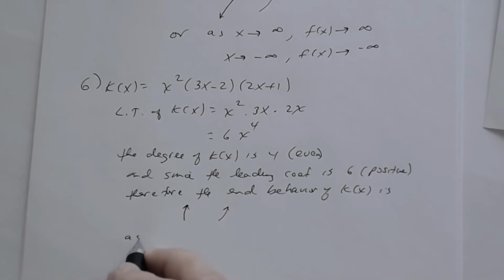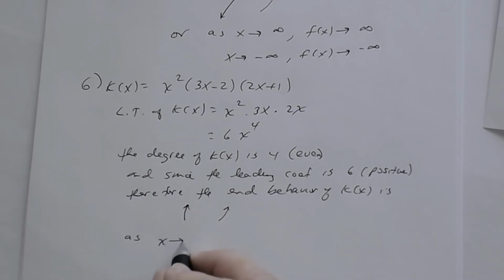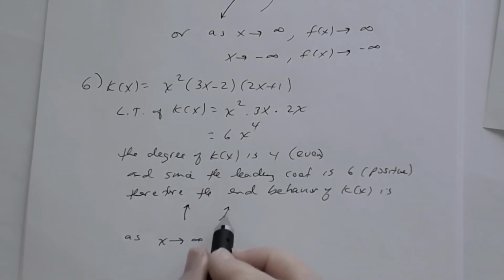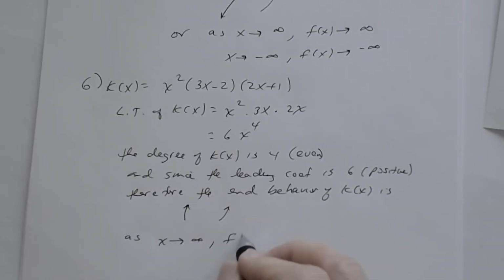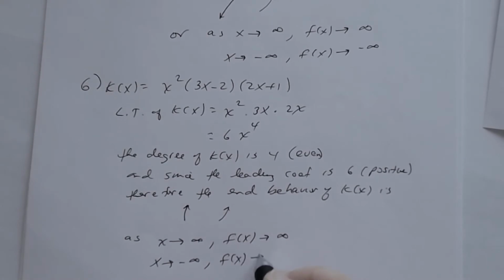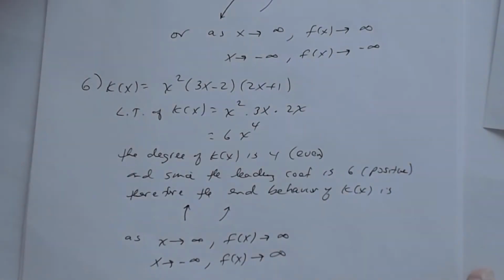All right, so that means this. So as x approaches infinity, meaning on the right side, as x gets more positive, your y values are getting more positive. On the left side, as x approaches negative infinity, as x gets more negative, your y values are getting more positive. All right, so that's number 6. So you're done with number 6.